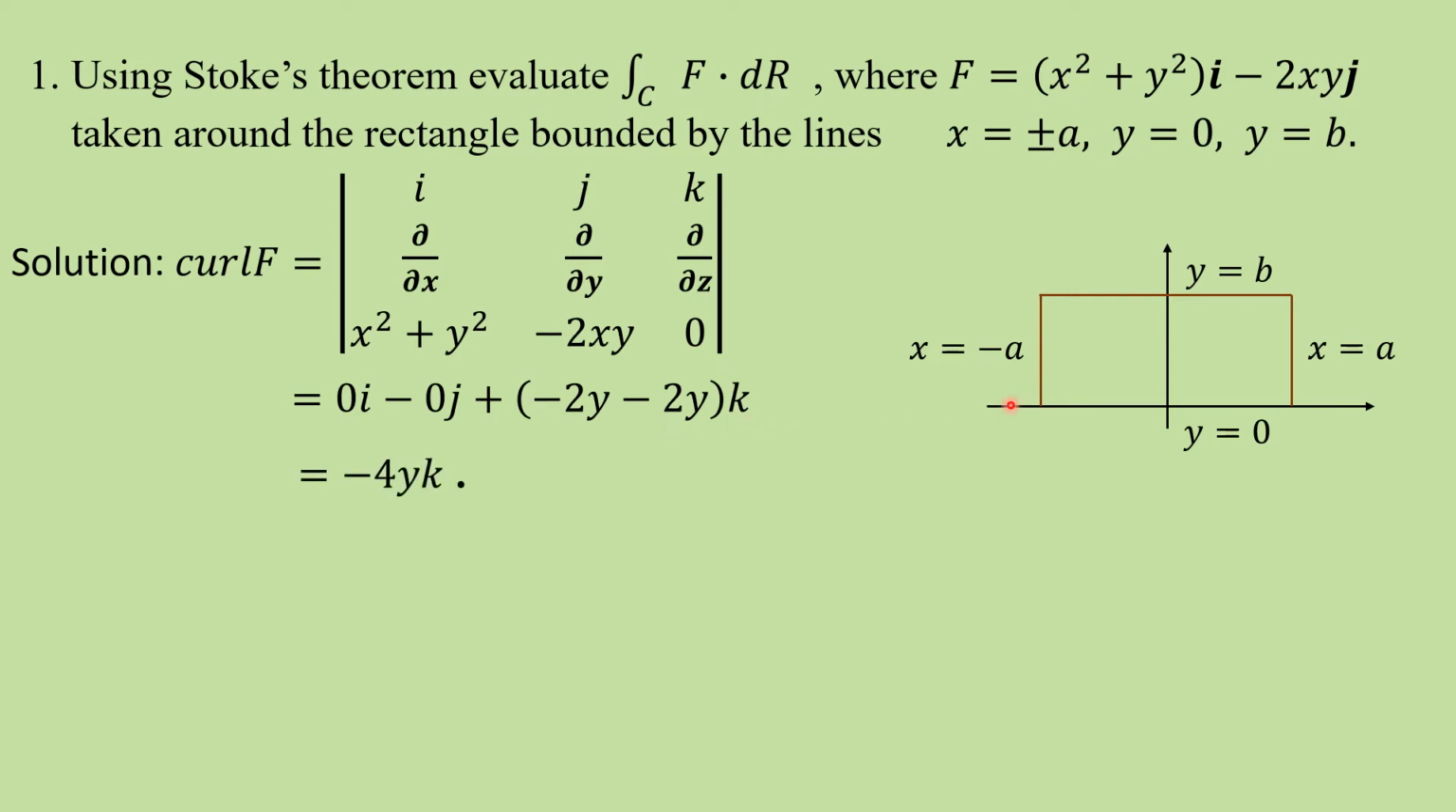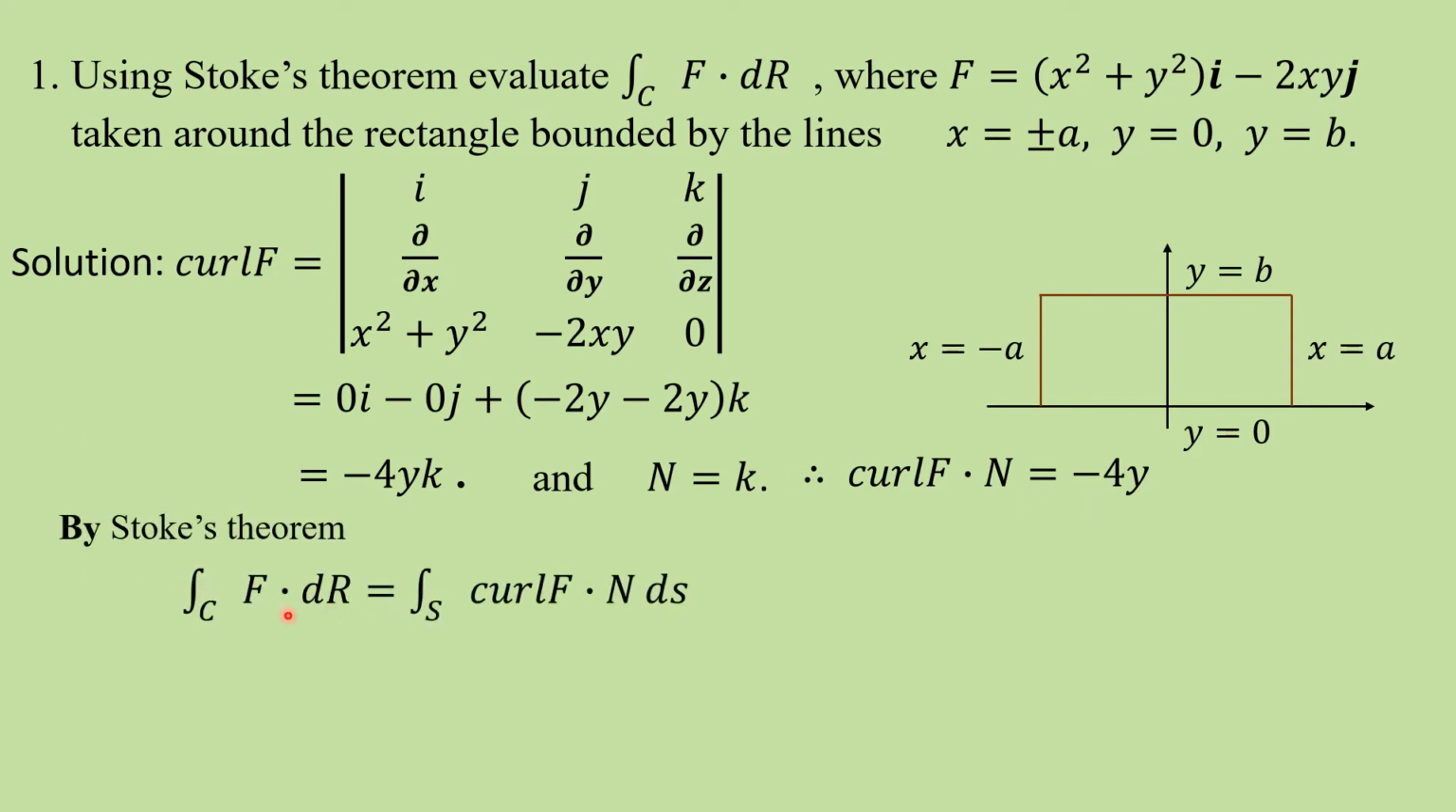Now n is the unit outward normal to the surface. The surface is on the xy plane, so the unit outward normal is towards the z axis, that is k. So the dot product of curl f and n, curl f dot n, is minus 4y. So by Stokes theorem, the line integral of f along C, we know the statement of Stokes theorem, is the surface integral of curl f dot n, which we have already found. Curl f dot n is minus 4y.